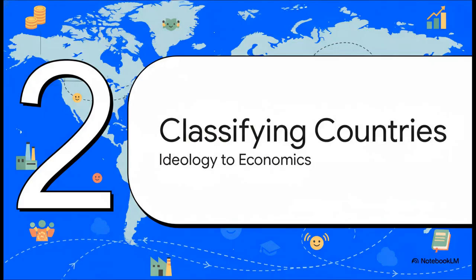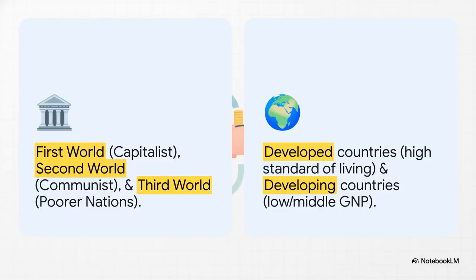Okay, so with this new way of thinking about wealth, how does that change how we actually classify countries? Because the way we group nations has also changed a lot. Back in the day, during the Cold War, the world was pretty much split by ideology. You had the capitalist First World, the communist Second World, and then pretty much everyone else got lumped into the Third World. Well, that system's gone now.